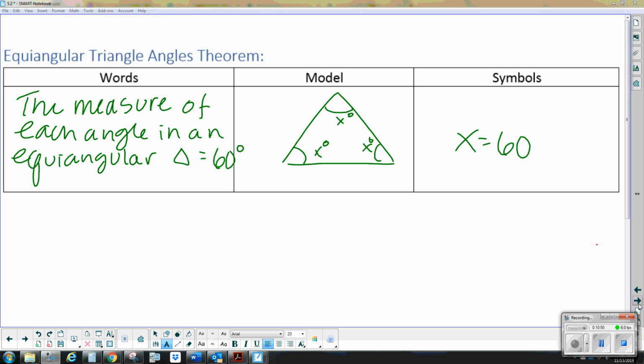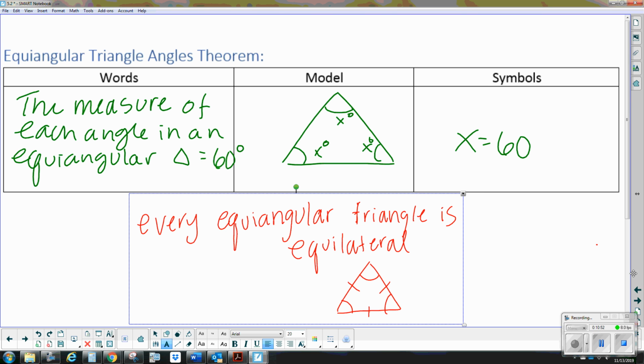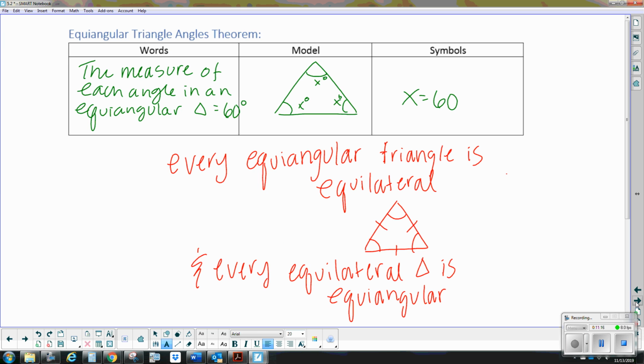All right, let's look at our last example. Oh, sorry, actually before we do that, I do want to mention that every equiangular triangle is also equilateral. So if you have a triangle where all three angles are marked congruent, you can conclude that all three sides are also congruent. And this stems from the isosceles triangle theorem, where in an isosceles triangle, base angles are congruent. Also, if every equiangular triangle is equilateral, every equilateral triangle is also equiangular. So the converse is also true.